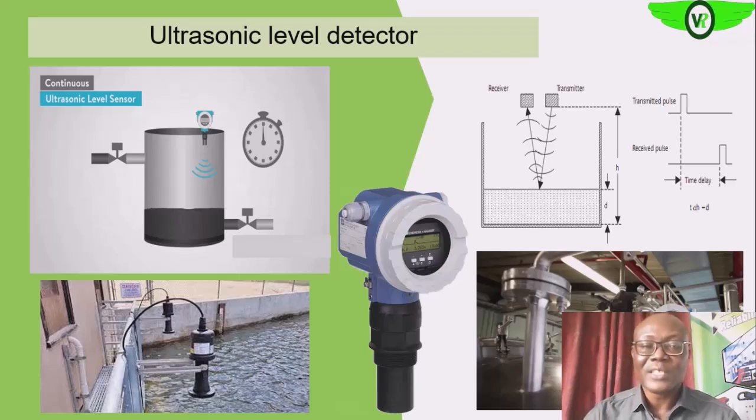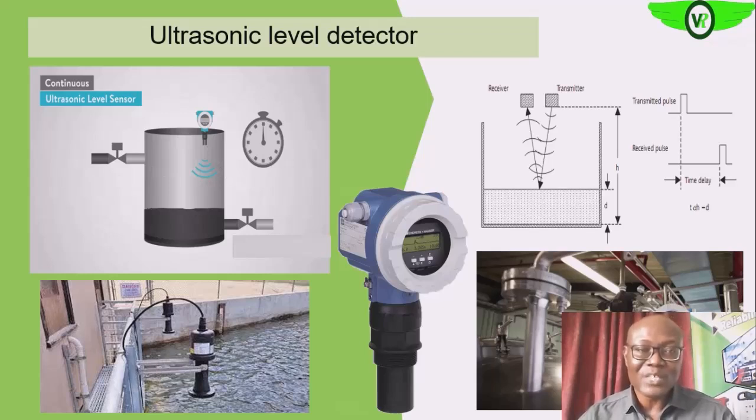As it goes into the vessel, it is reflected on the surface of the fluid. So the transmitter transmits the ultrasonic wave, and it is reflected back. The time it used to travel gives an indication of the level of the fluid in the vessel. If the travel time is short, it means the level of the fluid is high within the vessel.